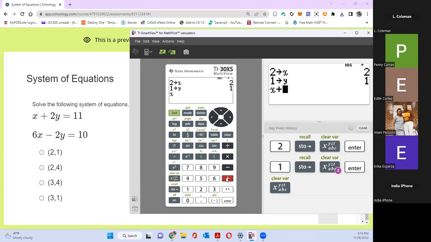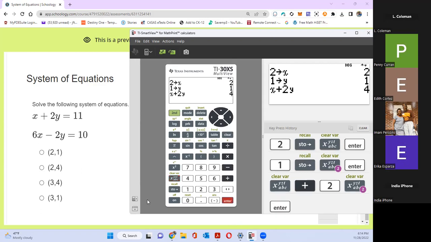So X plus 2Y, I need to see what? When I press enter, I should see what? 11. If this is true, I should see 11. So I'm going to hit enter. Do I see 11? No. So it is not A.